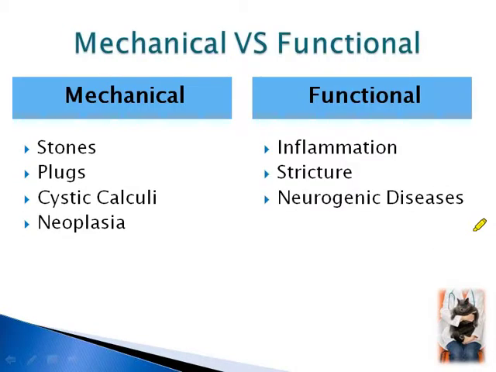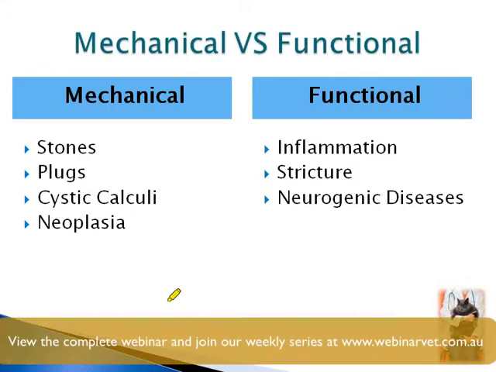So when we talk about mechanical versus functional obstructions, with mechanical there's a physical obstruction that's blocking the pathway of the urethra, of the ureter, that's causing no urine to flow down. So these are stones, these are plugs, these are cystic calculi, and this can be neoplasia as well. When we're talking about a functional obstruction, this is when we've got issues that aren't actually obscuring it, but because of swelling or because of a stricture or because of neurogenic diseases such as spinal disorders, so hit by cars that have lower motor neuron and upper motor neuron bladder, this can then cause a functional obstruction.